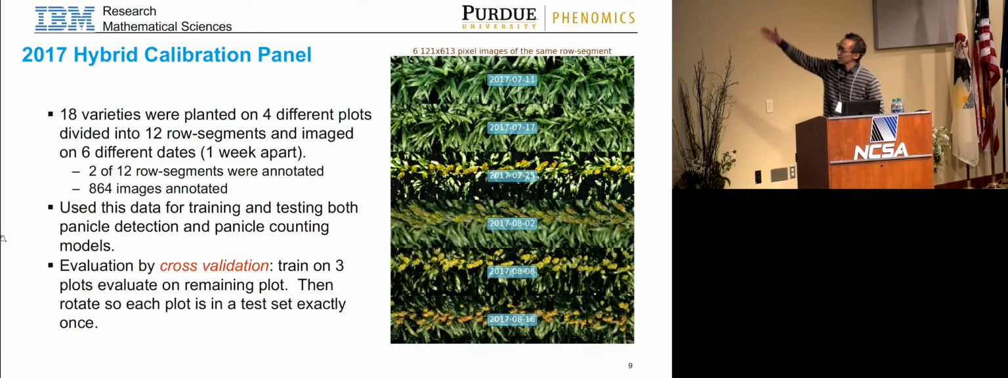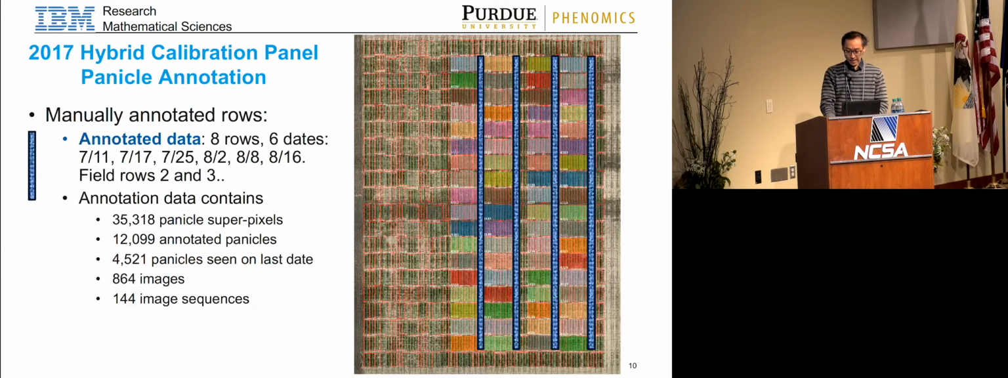Oh, by the way, you can see at the beginning of the summer, you don't see any panicles, and then you start to see more and more. There's some more detail about which rows were actually annotated, a little more detail about the dates, and then the count of the panicles that were annotated, and so forth.